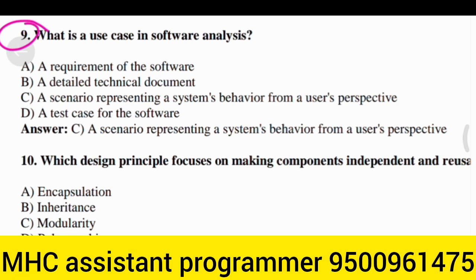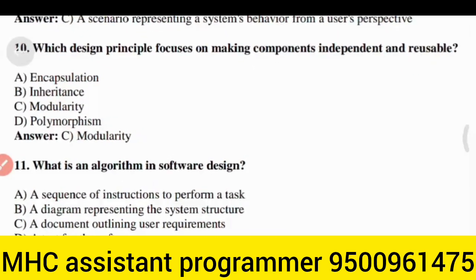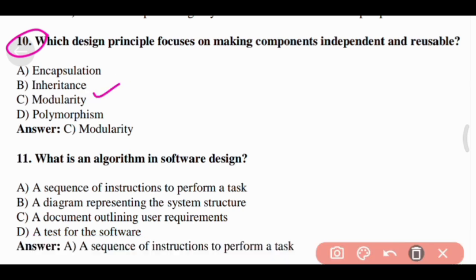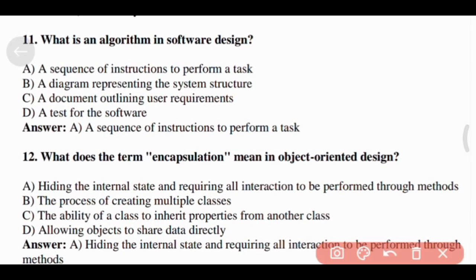What is a use case in software analysis? Option C, a scenario representing a system's behavior from a user's perspective. Which design principle focuses on making components independent and reusable? Option C, modularity. What is an algorithm in software design? Option A, a sequence of instructions to perform a task.